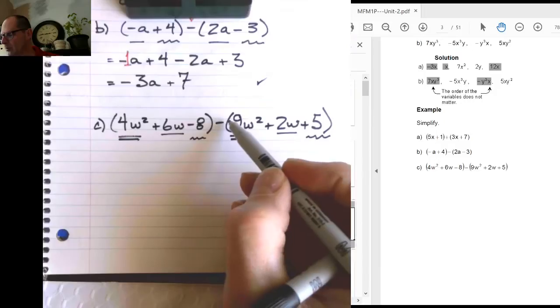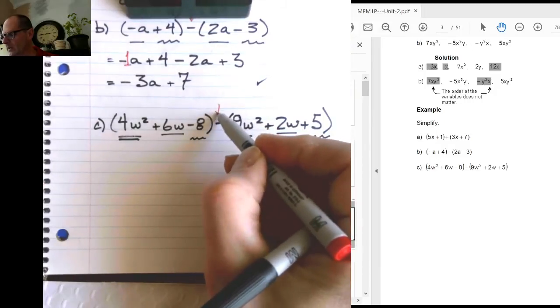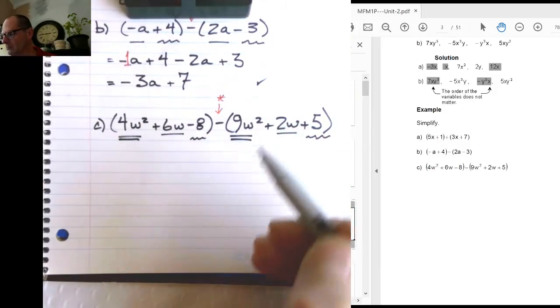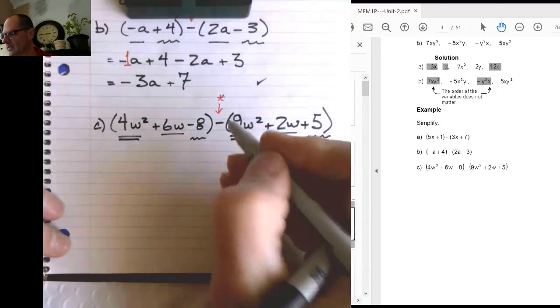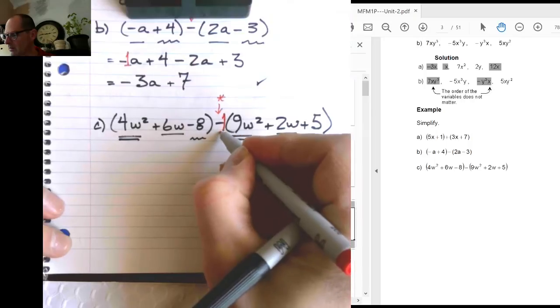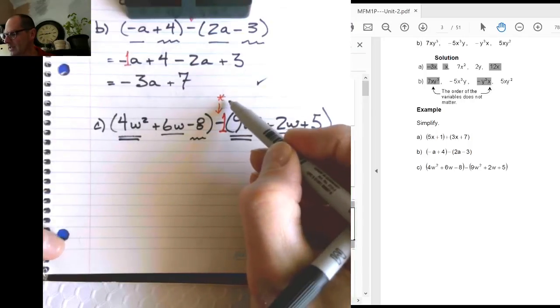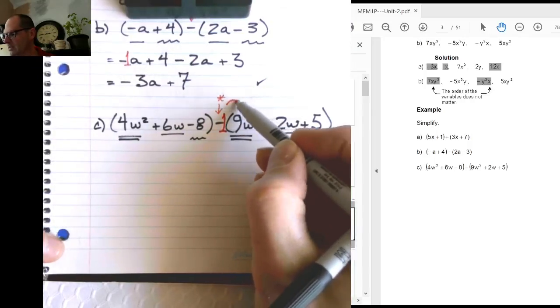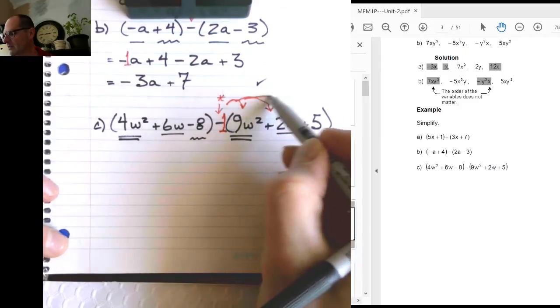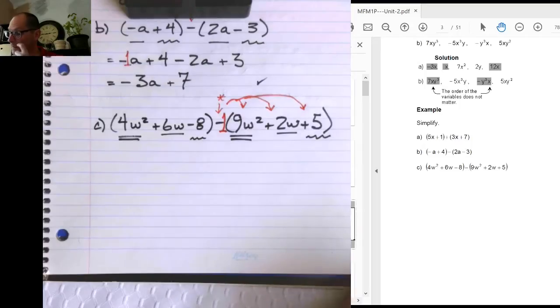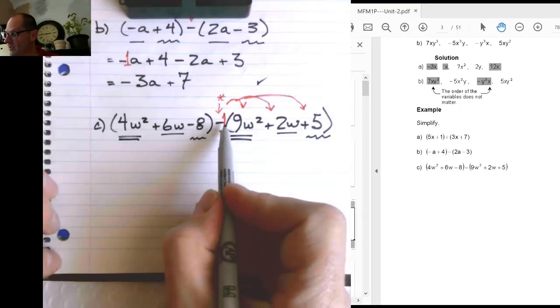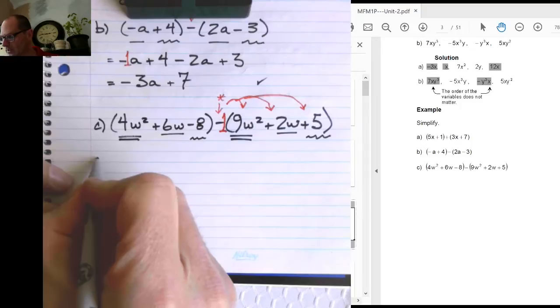Now again, when we open up the second bracket, we have to be careful because we've got this negative sign here, and this is like a -1 multiplying into everything inside this bracket. And so we have to take that into account. So let's open the first bracket. That's easy enough.